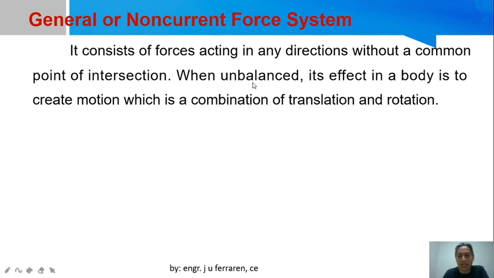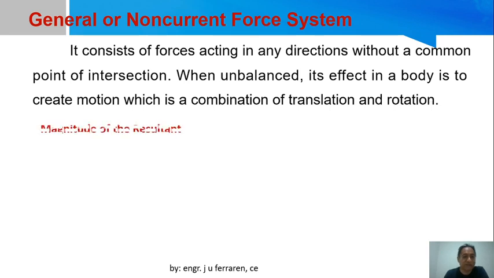So when this is unbalanced, that would mean it has a resultant not equal to zero, and the effect of that on the body is to create motion. The motion is a combination of translation and rotation. So it may move along an axis and it will also produce rotation as a moment effect.